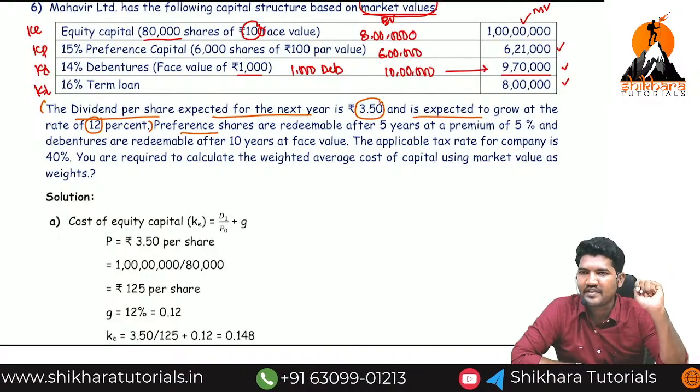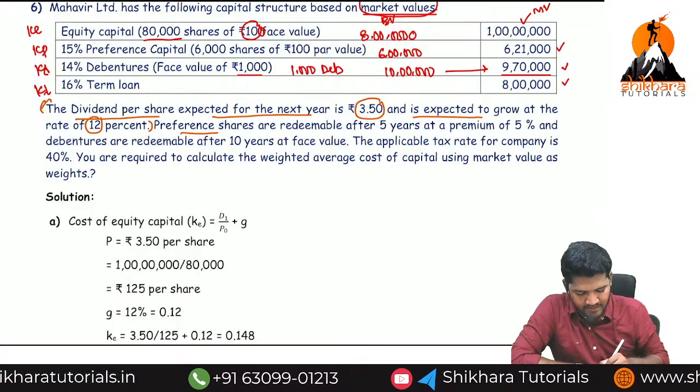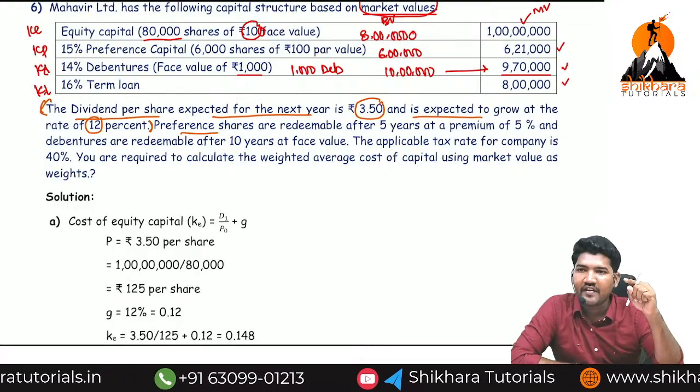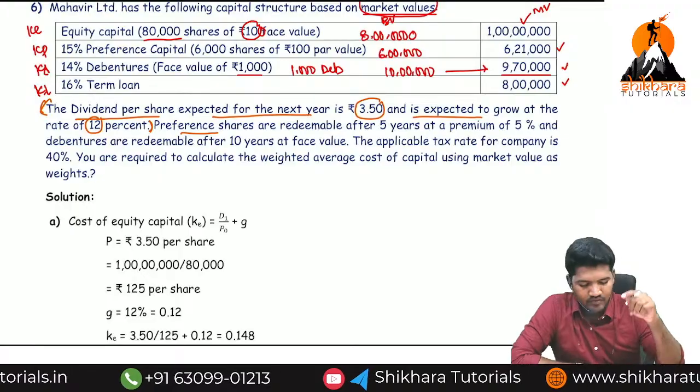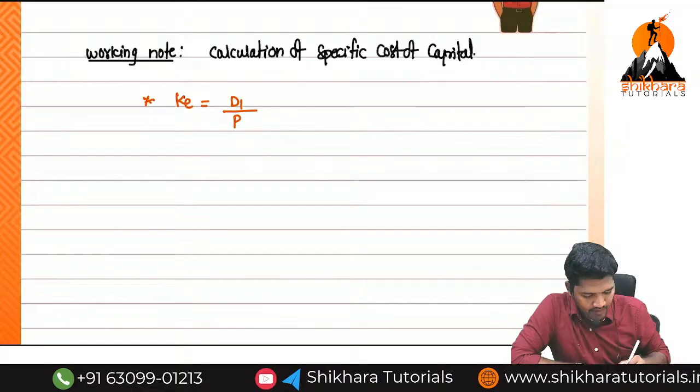Next they started preference calculation. Next they started debenture calculation. Now based on this sentence, I understand it is a dividend with growth model: D1 divided by P0 plus growth.